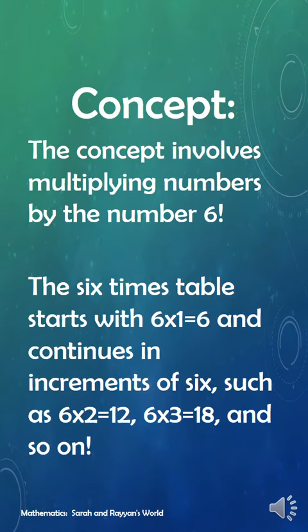The concept involves multiplying numbers by the number 6. The 6 times table starts with 6 times 1, which is equal to 6, and continues in increments of 6, such as 6 times 2 is 12, 6 times 3 is 18, and so on.